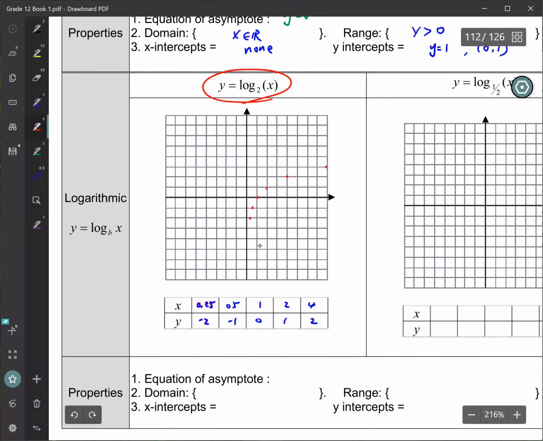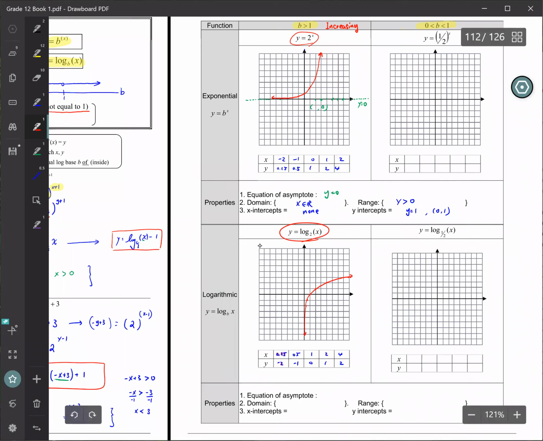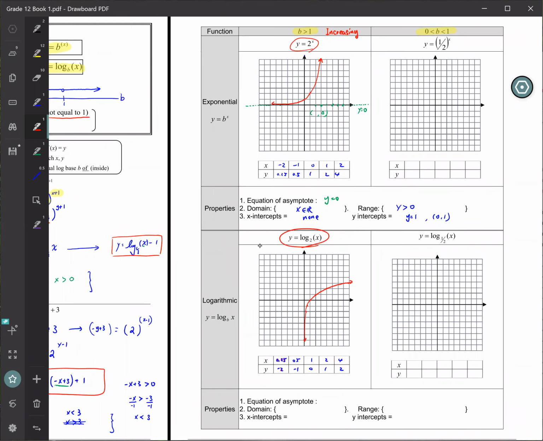Okay, you can continue, write out the properties. Okay, fill in the properties. Okay, I will complete the graph. It'll go like this. Right? So it's also getting higher, right? As you can see, if the base is greater than 1, it doesn't matter if it's exponential or logarithmic, right? Both functions are getting higher as we move to the right. So they both belong to increasing, okay?